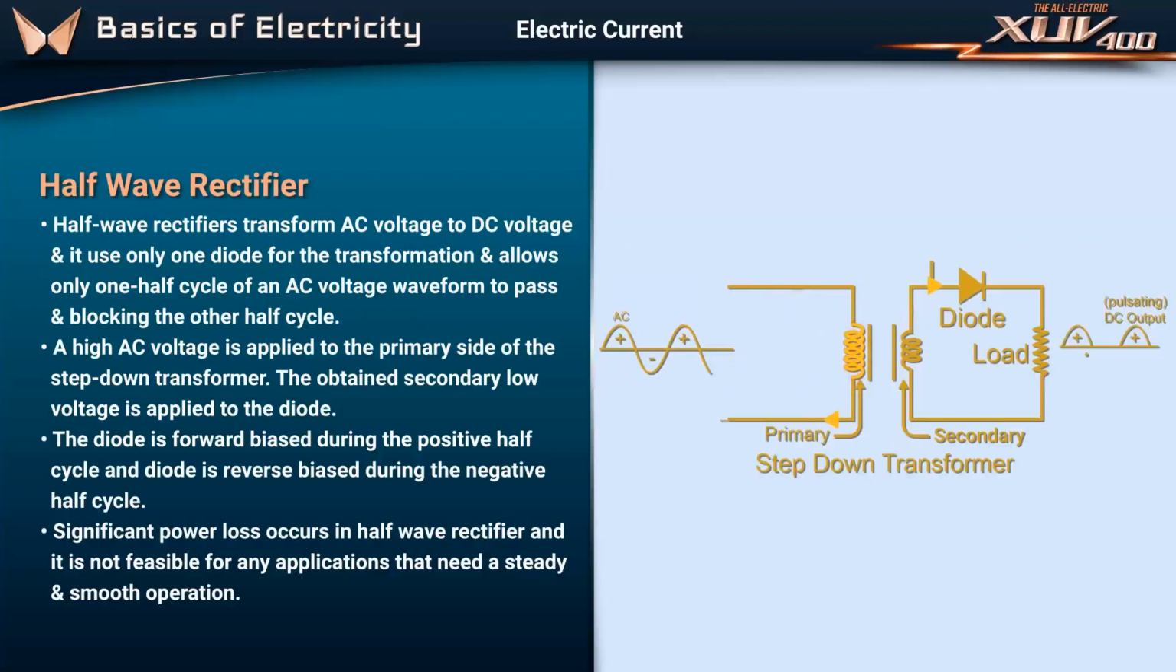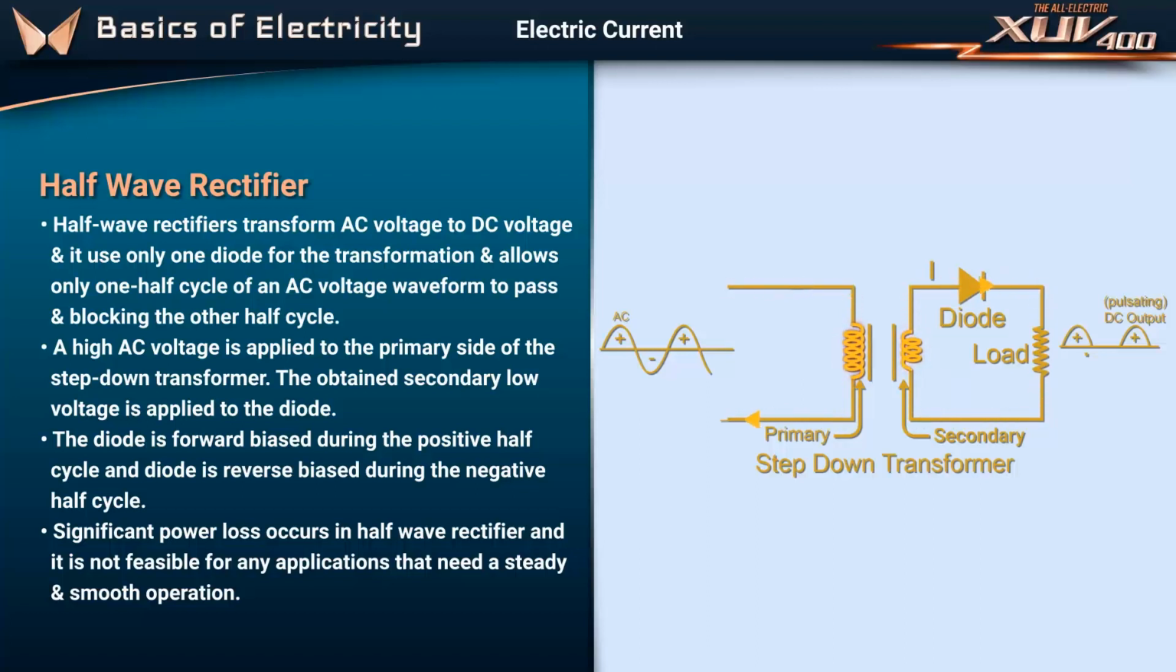Half-wave rectifier. Half-wave rectifiers transform AC voltage to DC voltage, and use only one diode for the transformation, allowing only one half cycle of an AC voltage waveform to pass and blocking the other half cycle. A high AC voltage is applied to the primary side of the step-down transformer. The obtained secondary low voltage is applied to the diode.